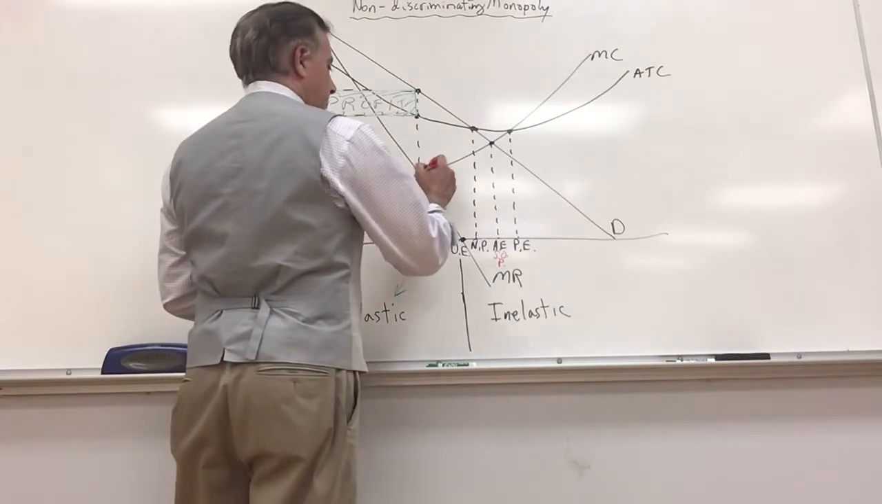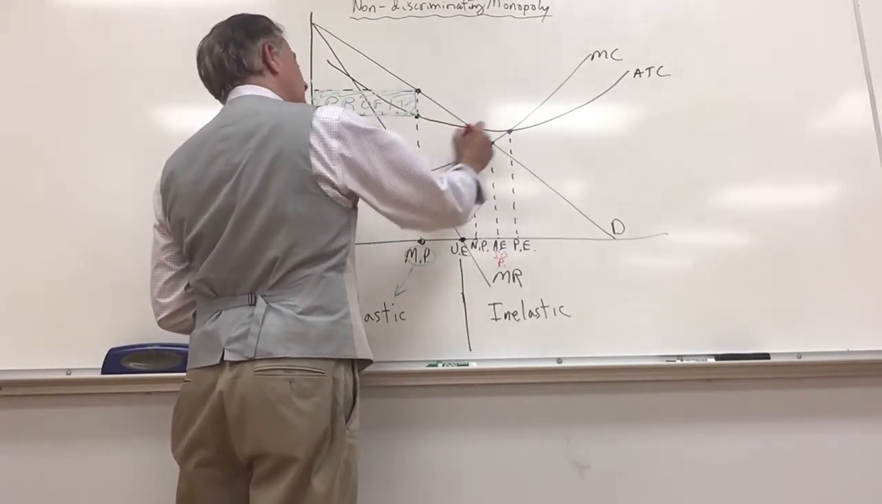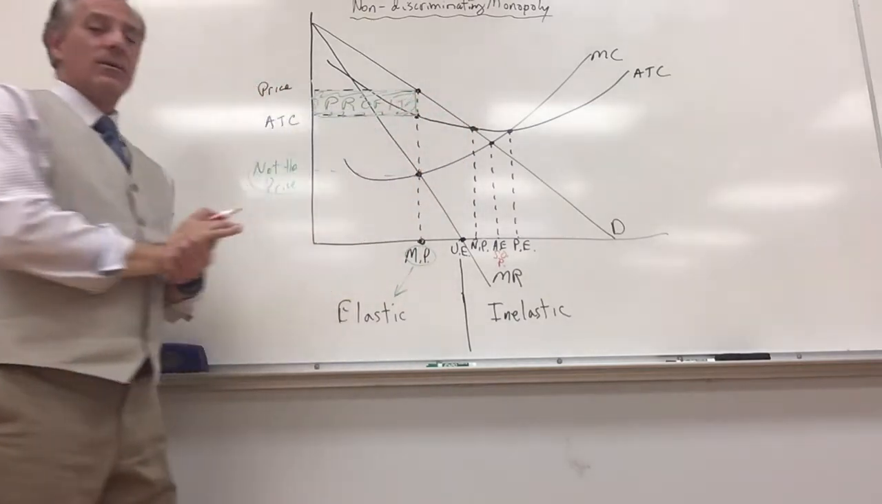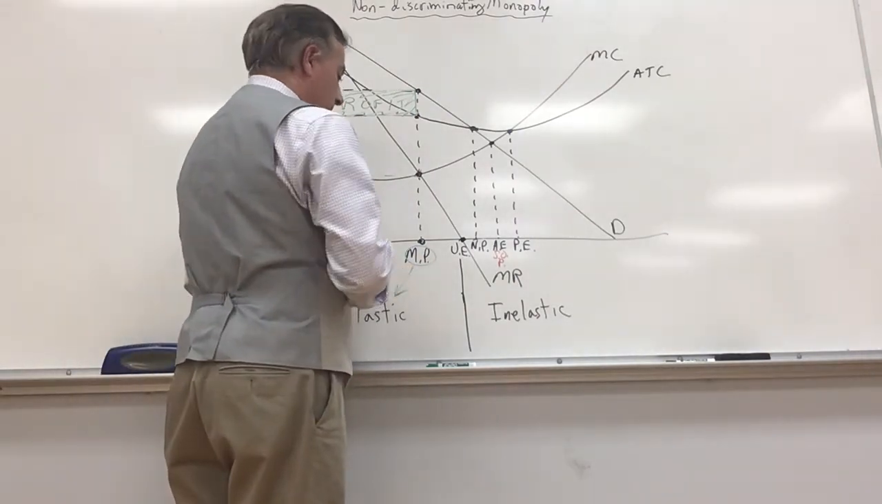And then we can surmise from the allocatively efficient point that the deadweight loss is always the triangle going back to the quantity of max profit. Okay, I'm not going to draw it in because it's going to get too messy.